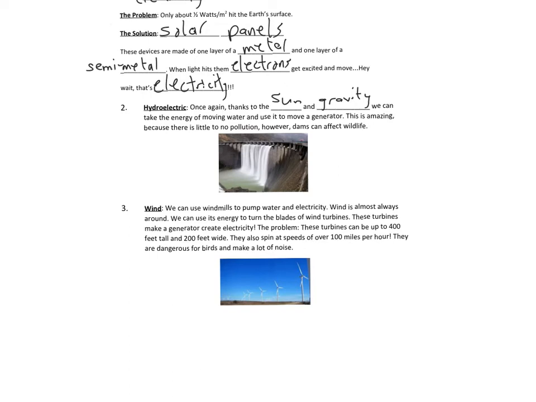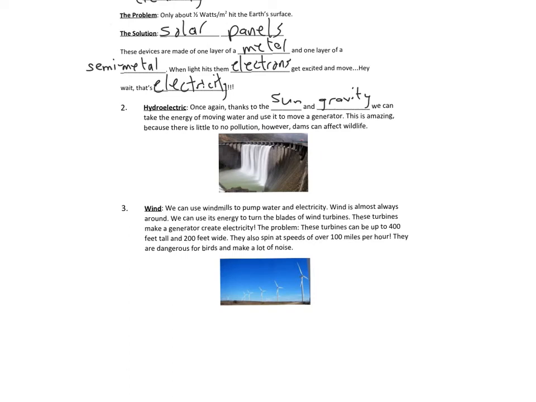Right. One drawback, though, to hydroelectric power is that you're holding back bodies of water and you're messing a bit with nature. Right? So wildlife can be negatively affected by these hydroelectric dams, and they're big and costly. So we as humans have to decide whether or not it's worth the disruption to wildlife to have these.